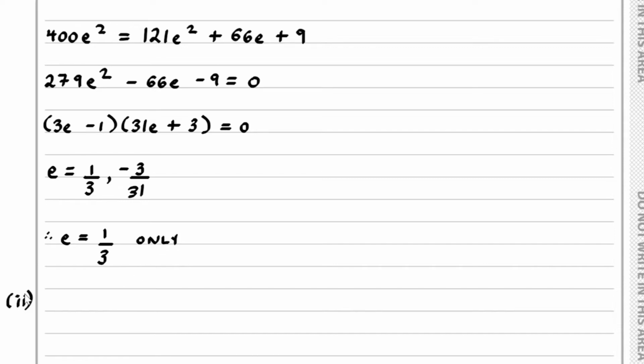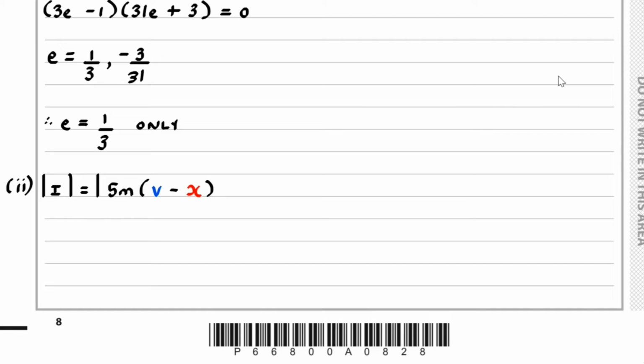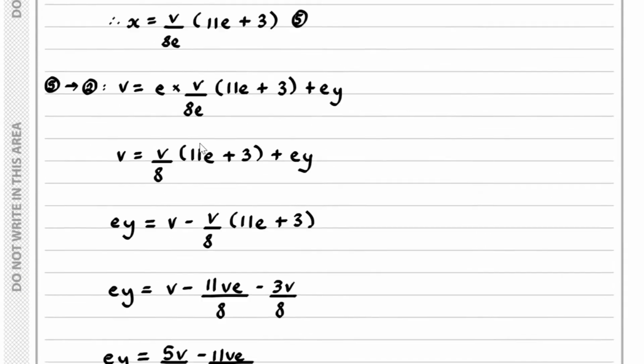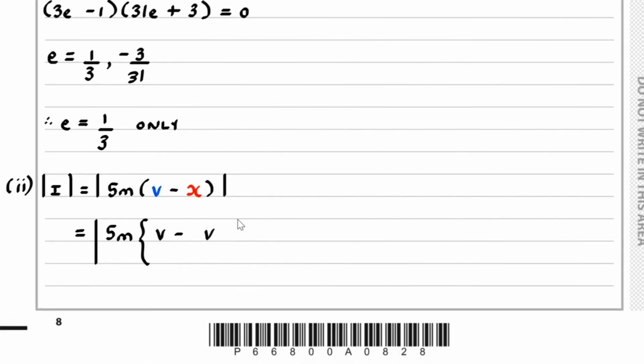So now for the next part, we have to find the magnitude of the impulse. So the magnitude of the impulse will equal the magnitude of the mass, 5m, lots of v minus x. So the magnitude of this with e equaling 1/3, we have 5m multiplied by v minus, well, we know what x is, that's given by the result here, so we subtract v over 8e lots of 11e plus 3.